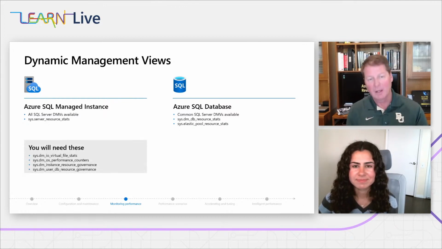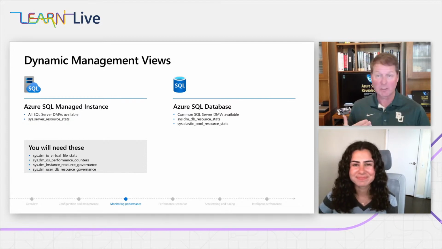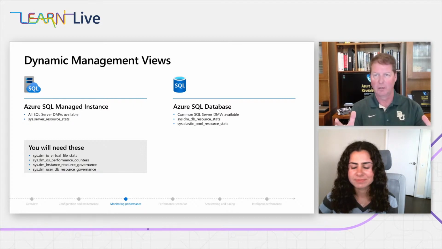For example, when you look at IO latencies, you may be used to looking at some things at the operating system level. Well, remember, it's platform as a service. So IO virtual file stats, which we've exposed in SQL Server for years to give you IO latencies specifically for the files for SQL, that's there for you. So you have that capability of looking at those things at a database or managed instance for the files that matter to you.